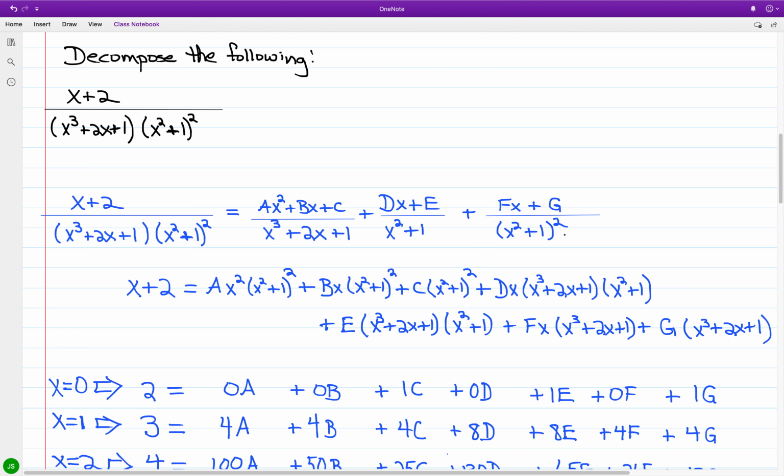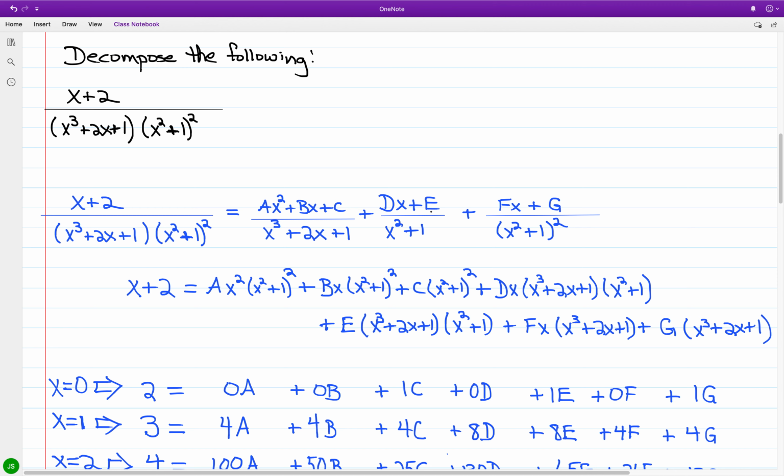And once again, to get up to the square of x squared plus 1, the numerator terms will be fx plus g. And if I'm looking at decomposing, I'm going to multiply everything out by the cubic factor and the square of the quadratic. And so clearing out, we have x plus 2 is equal to this long array of terms. So we have this particular trinomial. You have all the terms multiplied by the square of x squared plus 1.